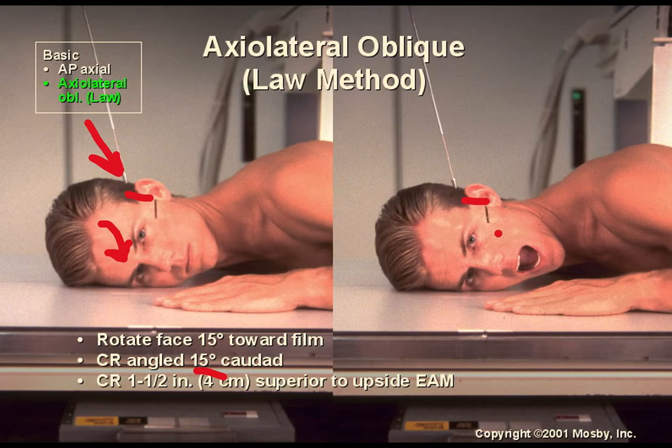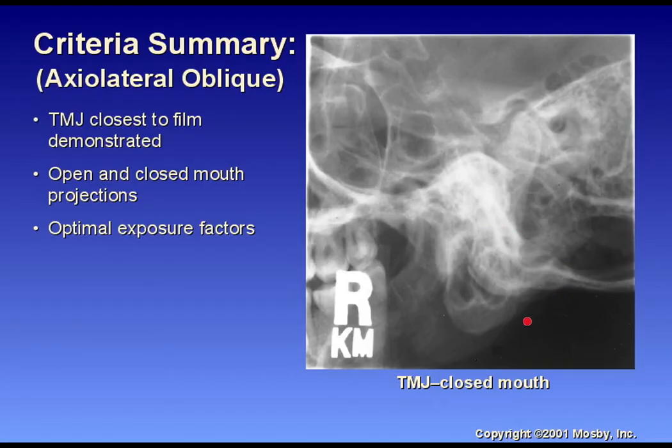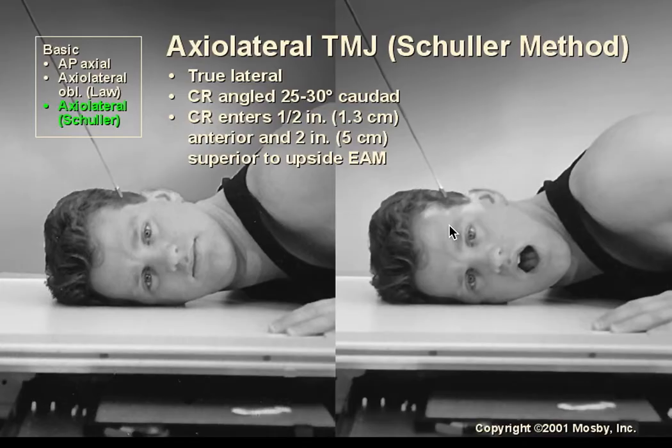Closed jaw or open jaw. So you're probably going to do both, a closed mouth and an open mouth here. Okay, and that's going to demonstrate the fossa, the condyle, the head of the condyle. And that's what you're seeing. So TMJ closest to the film is demonstrated. You're seeing that this is the closed mouth because the condyle is sitting in the fossa.